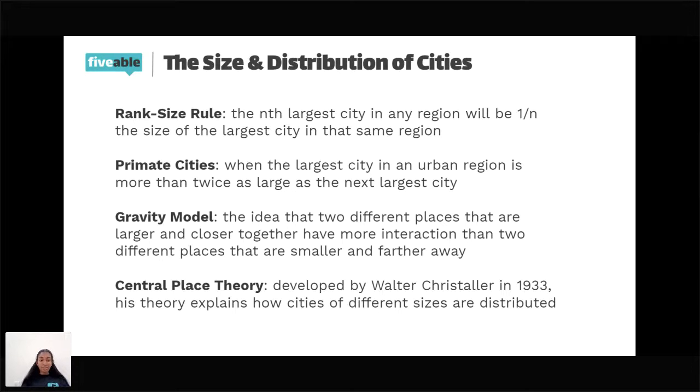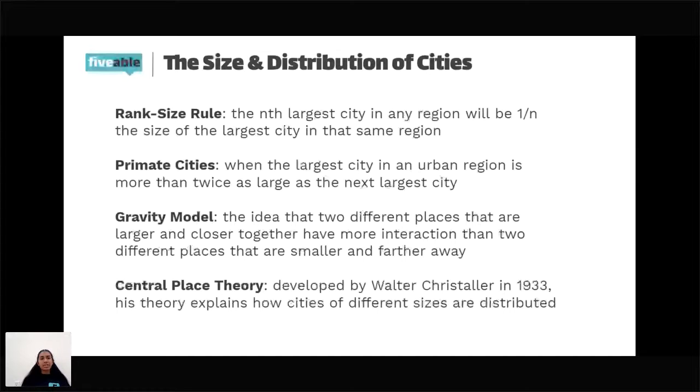So it sounds really confusing, but think about it this way. For example, the fourth largest city in an area would be 1/4 the size of the largest city in that same area. So the farther you get from the largest city in size, you just keep getting smaller and smaller.